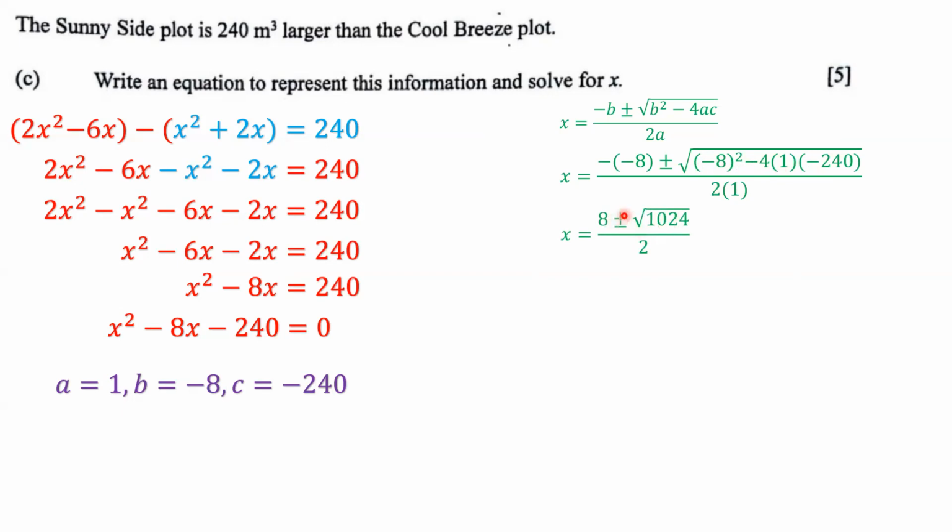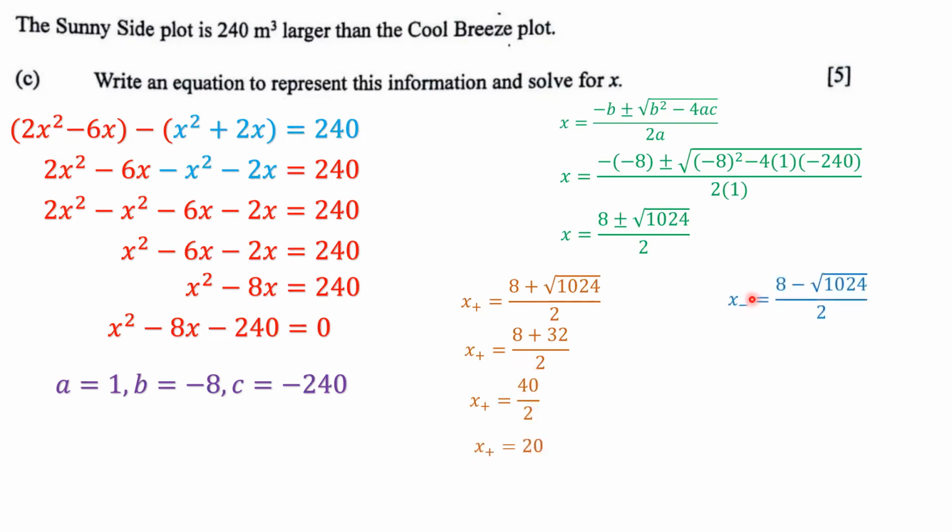All right, so we have two values of x that we have to deal with. So x positive and x negative. Let's deal with x positive. We have 8 plus the square root of 1024 all over 2. And so what is the square root of 1024? The answer is 32. Now we just add it. 32 plus 8 is going to be 40. And 40 divided by 2 is definitely 20.